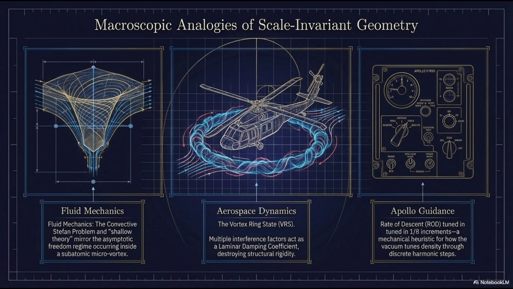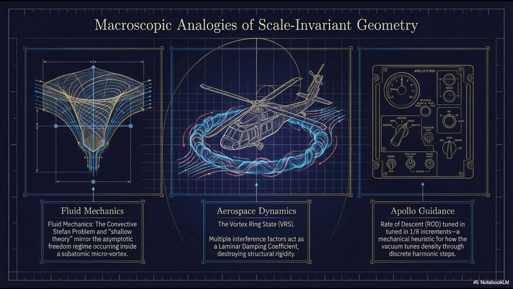Engineers model this using something called shallow theory, and the similarity solutions that emerge from that macro-scale math flawlessly mirror the asymptotic freedom happening inside a subatomic microvortex. So the fluid dynamics of melting ice mathematically mimic the behavior of quarks. Completely. But the aerospace applications are even more visceral. Consider a helicopter in a hover. Okay. If it descends too rapidly into its own rotor downwash, it gets trapped in a vortex ring state. The turbulent air curls upward around the rotors and gets sucked back down through them. Forming a loop. Right. It forms a closed-loop microvortex that completely destroys the helicopter's lift.